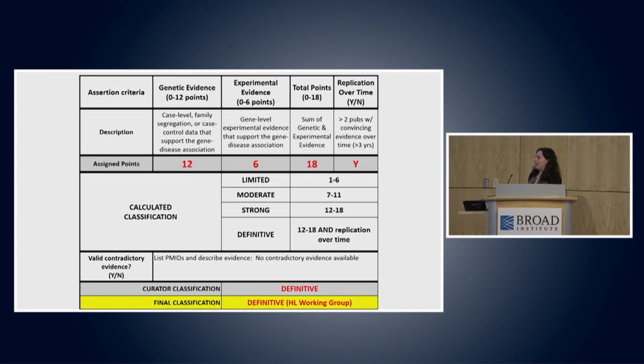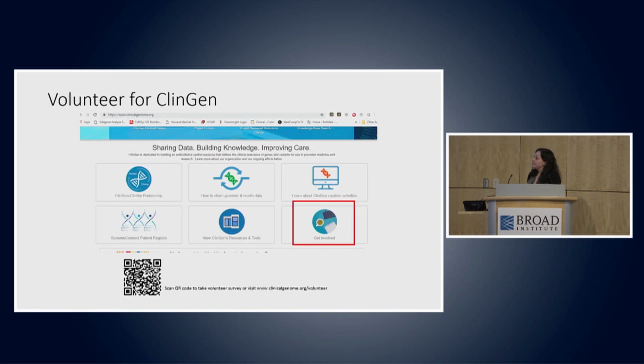And so we maxed out everything and got to 18. It was replicated over time, and this was a definitive gene disease association. You could even curate this from a review if it were very comprehensive. And I just wanted to point this out. I'll stick this at the end of the workshop too.